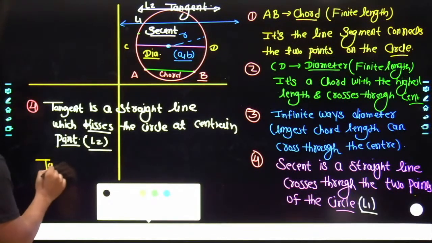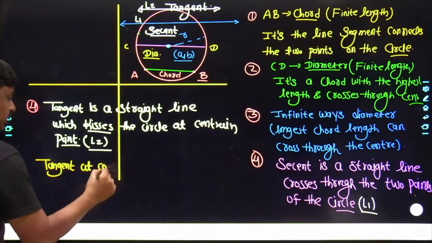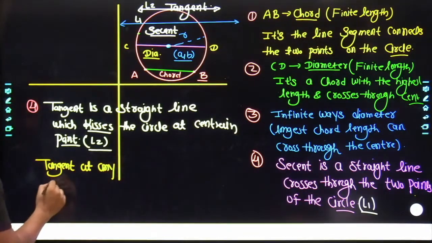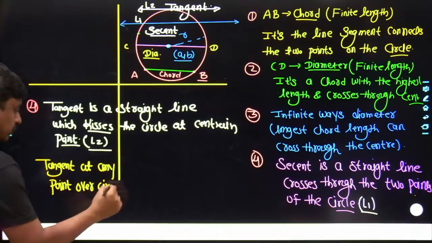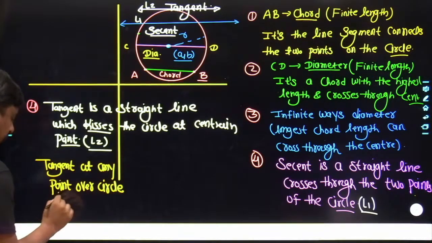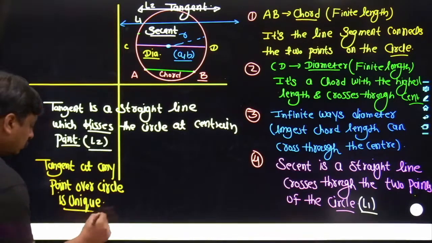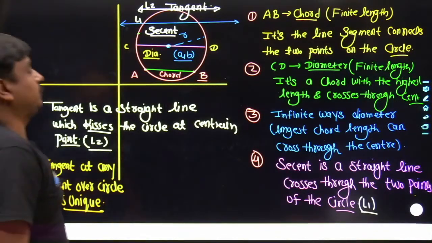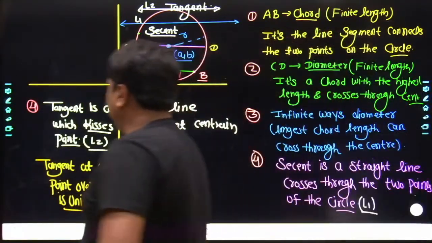So one of the important points: tangent at any point over the circle is unique. Could you understand what I am saying? Tangent at a point on the circle is unique. That's the first important point within the tangent itself.